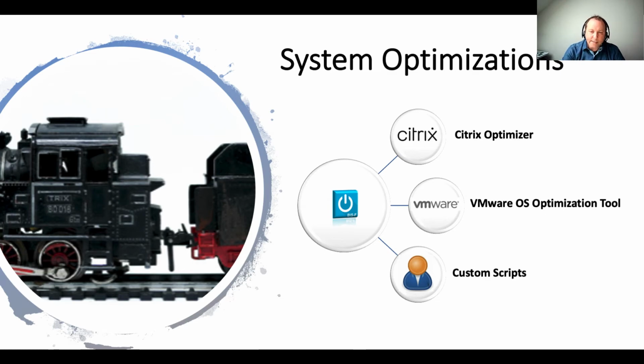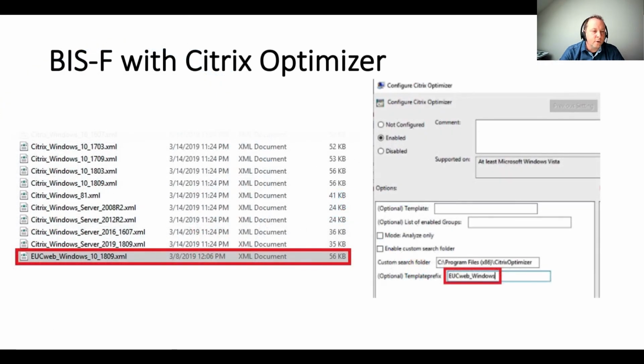So in the next slide, I will show you how easily you can integrate BIS-F, for example, with the Citrix Optimizer. So you have a simple template that you have prepared with the Citrix Optimizer that is stored in the ESUWeb Windows 10 1809 XML. And inside of the BIS-F GPO, you can enter also this simple template, also called ESUWeb_Windows. The rest of it is automatically detected with the newer version.